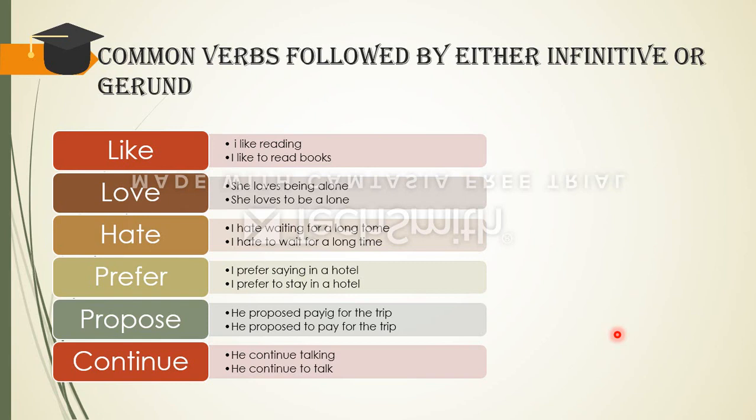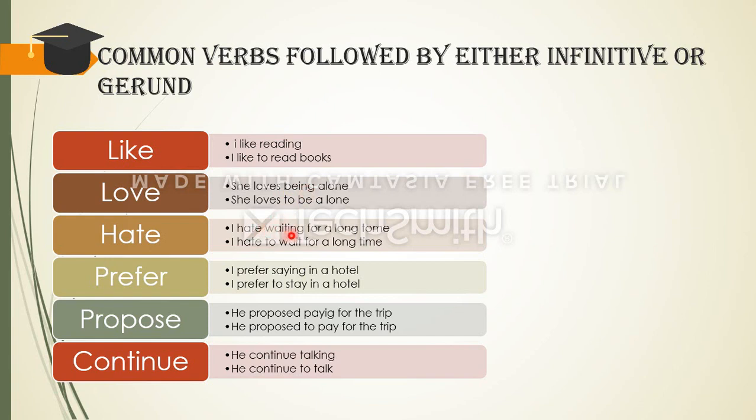For example, I can say like, love, hate, prefer, propose, continue. Okay, so I can say I like reading. Okay, so here I have used gerund. Or I can say I like to read books. She loves being alone, or she loves to be alone. Okay, so this is the verb. She loves being, or she loves to be.